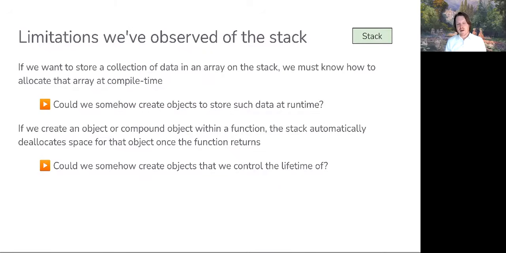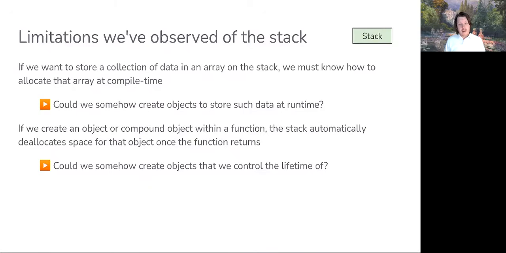The other thing we saw that could happen is that if we created an object or compound object within a function, the stack would automatically deallocate space for that object once the function returned. The example we gave in the previous lesson was having some sort of function that was responsible for reading data in from a file and placing that data into an array. Because that array was on the stack, when the function returned, the space would be deallocated for that array and the data would no longer be stored within our program.